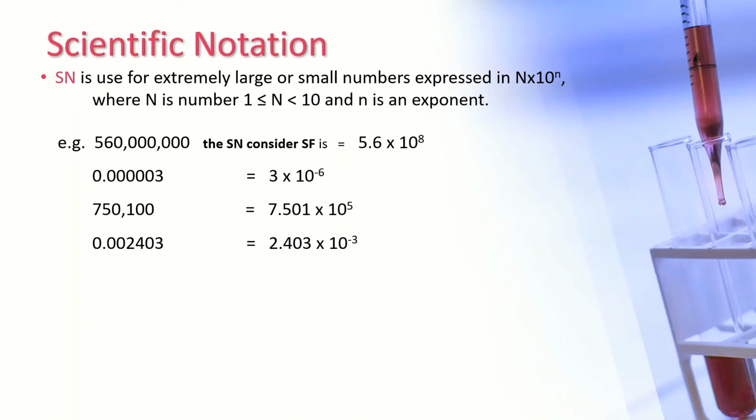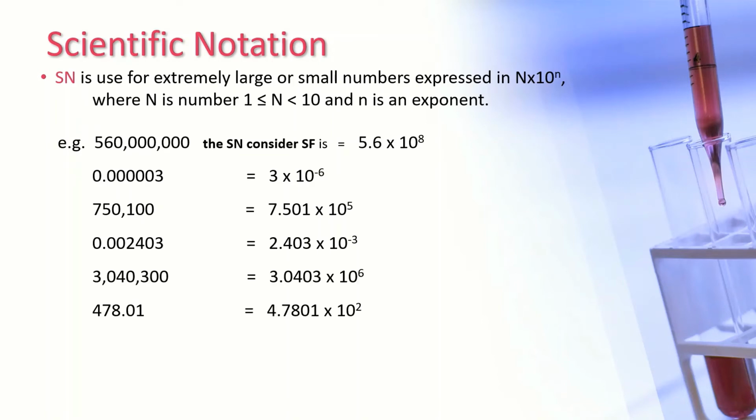For the next example, 0.002403. In this value, you only have 4 significant figures. So in writing scientific notation, you only have to consider 4 significant figures. So the scientific notation of this value is 2.403 times 10 to the power of negative 3.